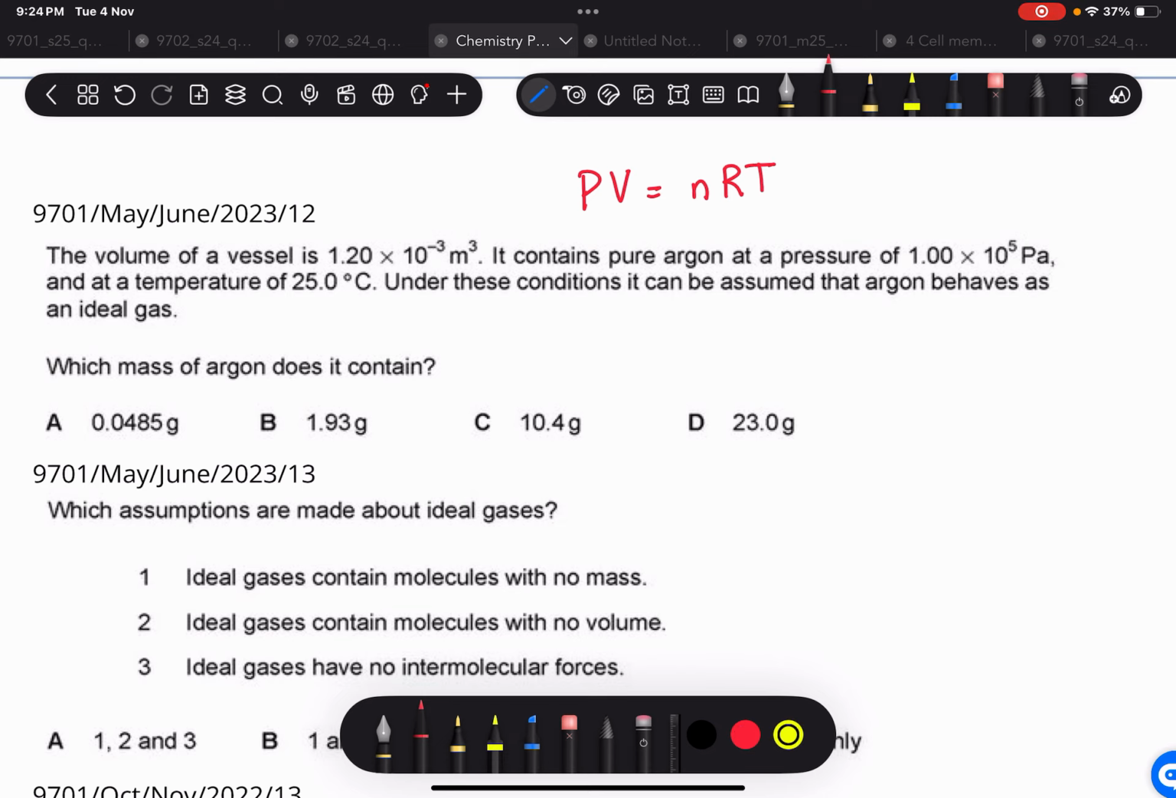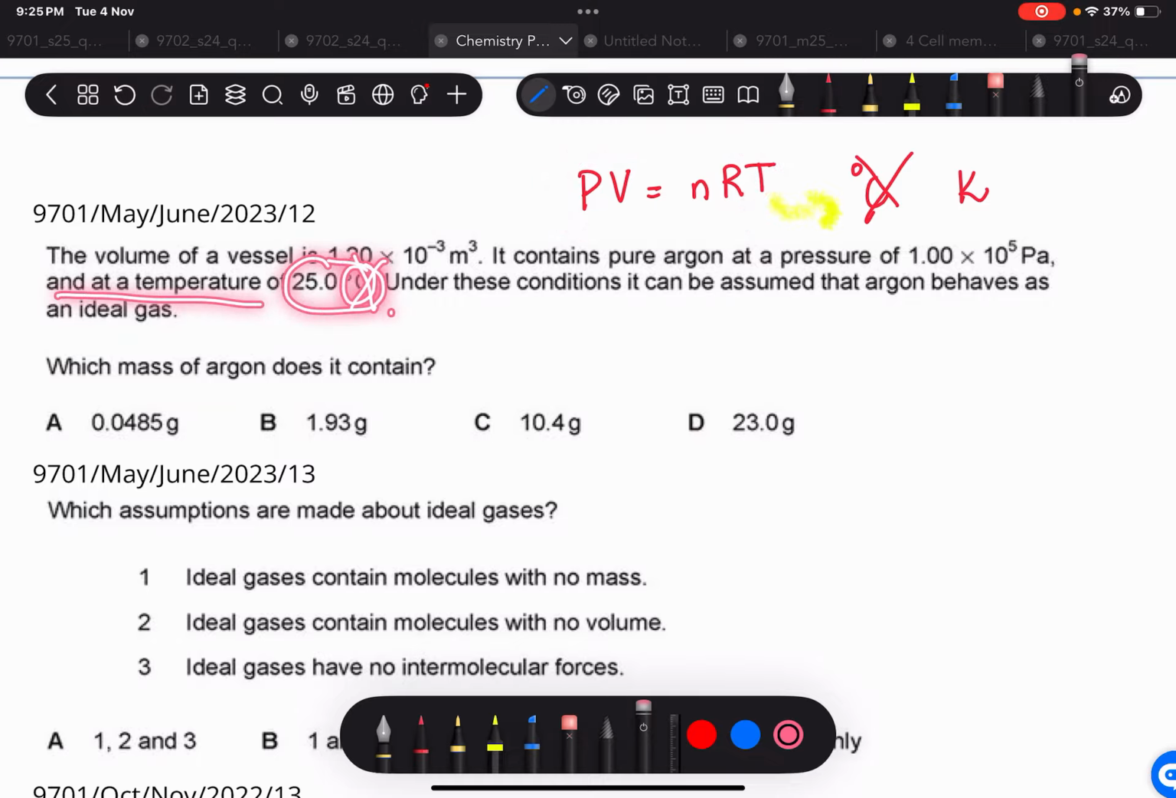You can't plug in your temperature in degrees Celsius. That's going to be wrong. You have to put your temperature in Kelvin in this formula. So you have to be careful about the units. And at a temperature of 25 degrees Celsius, the units here are wrong. We have to convert it into Kelvin. Under these conditions, it can be assumed that argon behaves as an ideal gas.